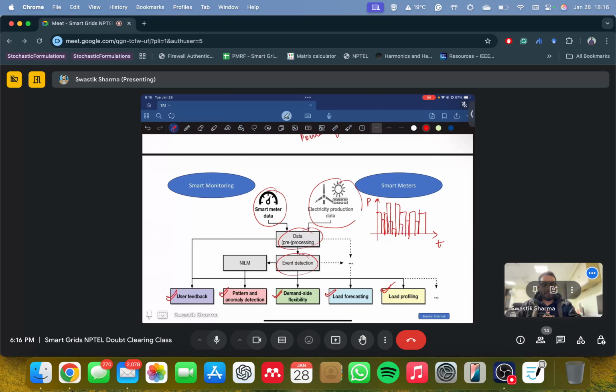So now, you see, this smart meter is now prevalent for India at least. It's prevalent in Western countries, and it's now getting prevalent in India too.